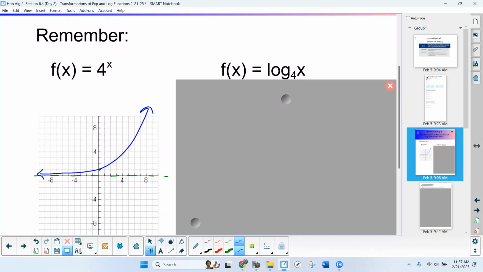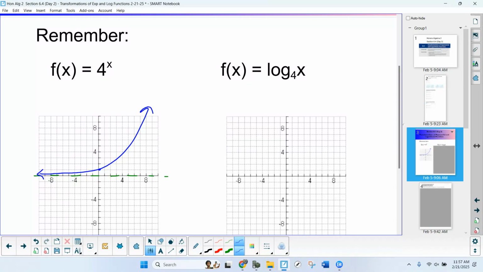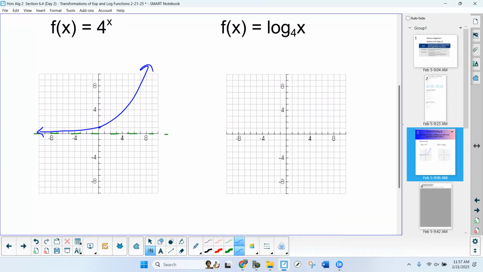That's your exponential growth. The logarithm is the inverse of this. So now I have an asymptote at the y-axis. And instead of having the point (0, 1), I have the point (1, 0). And this one approaches the asymptote towards negative infinity.